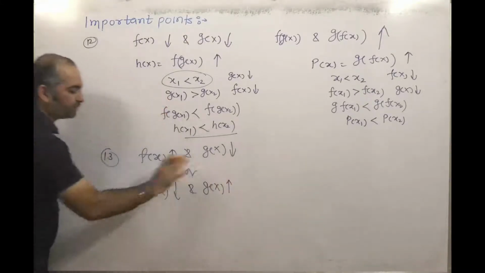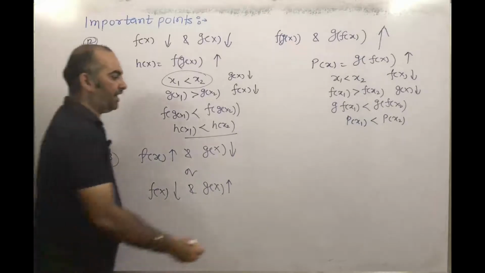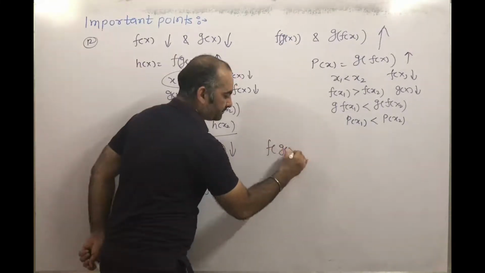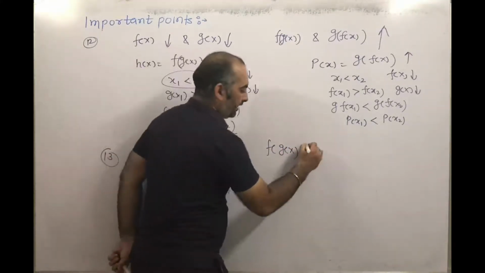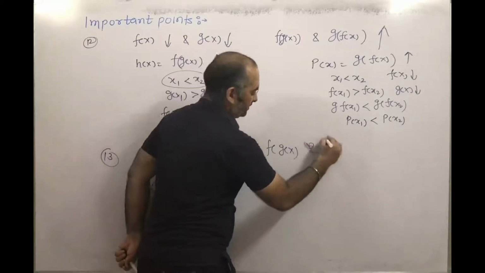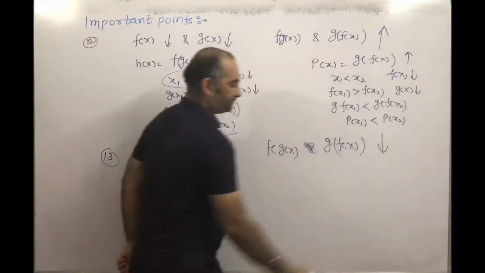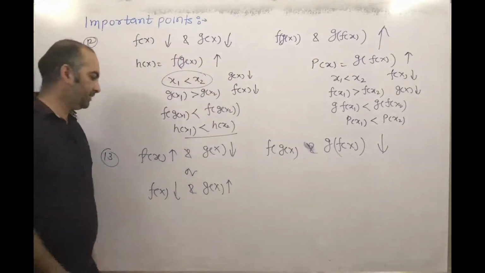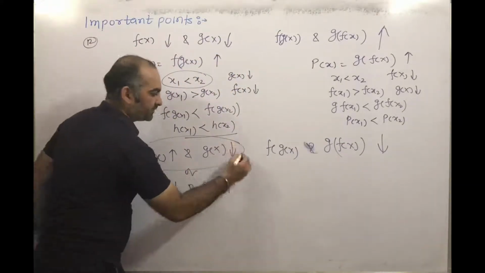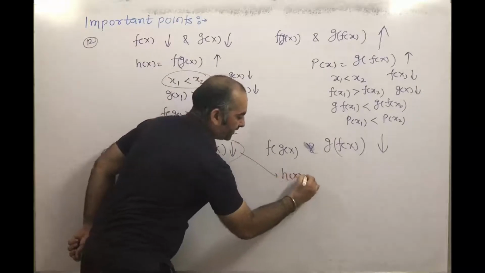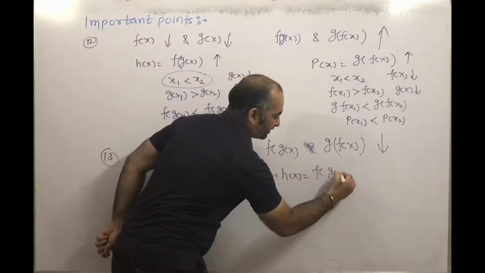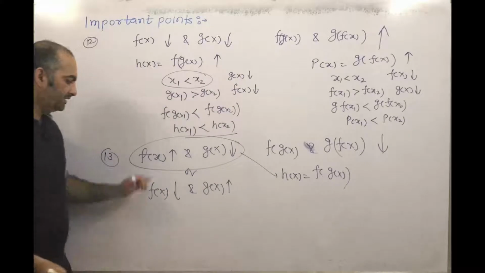Increasing. Both are opposite, so f of g of x and g of f of x, both will come decreasing. Okay, let's check. Suppose we are taking this case: h of x equal to f of g of x, we are finding.